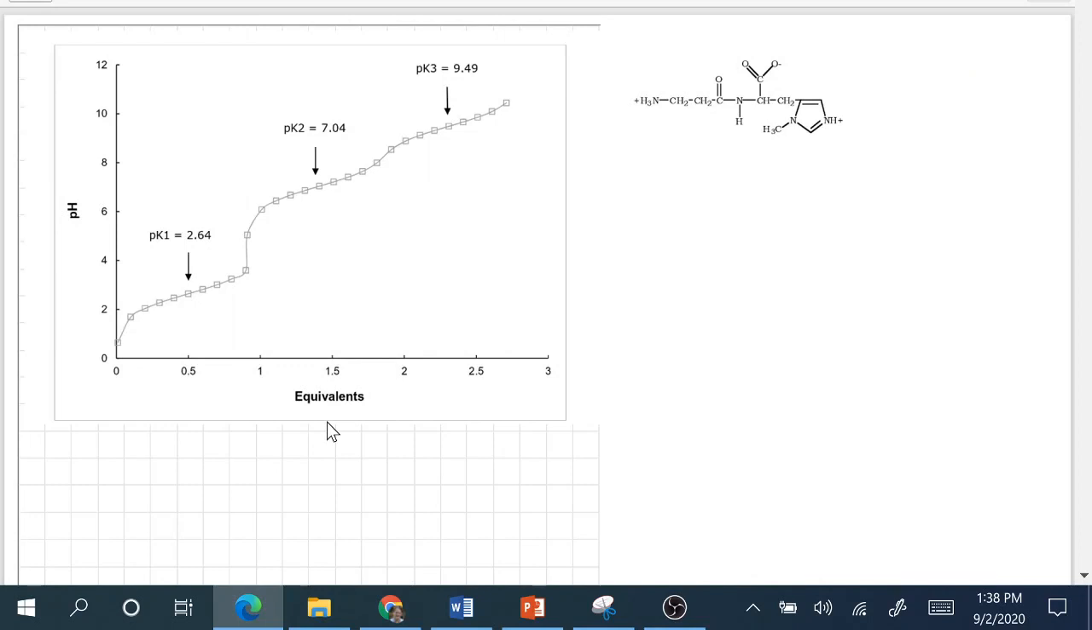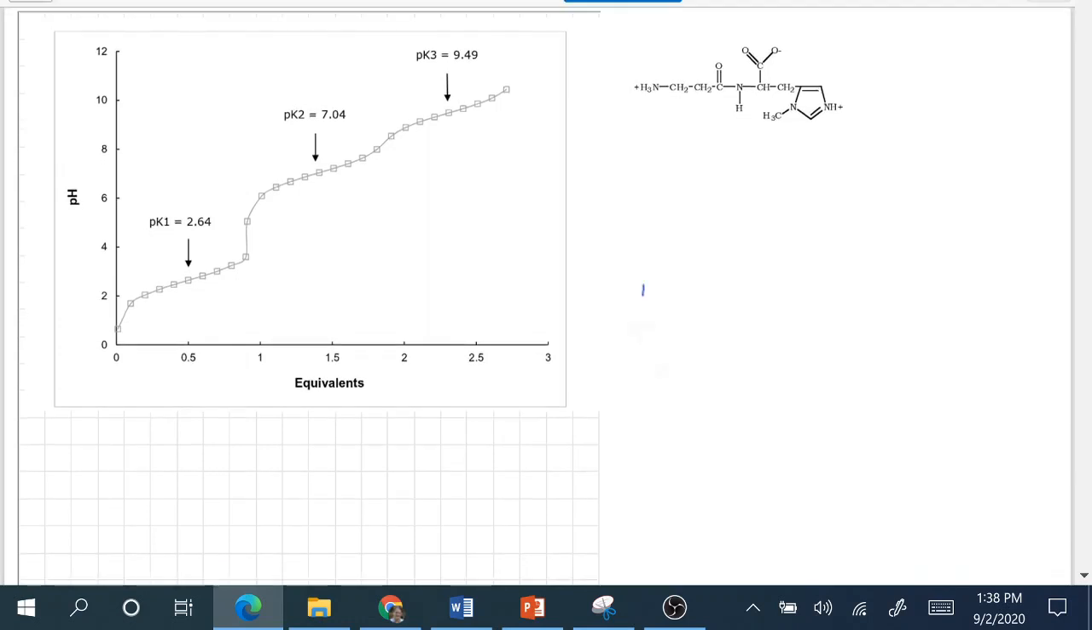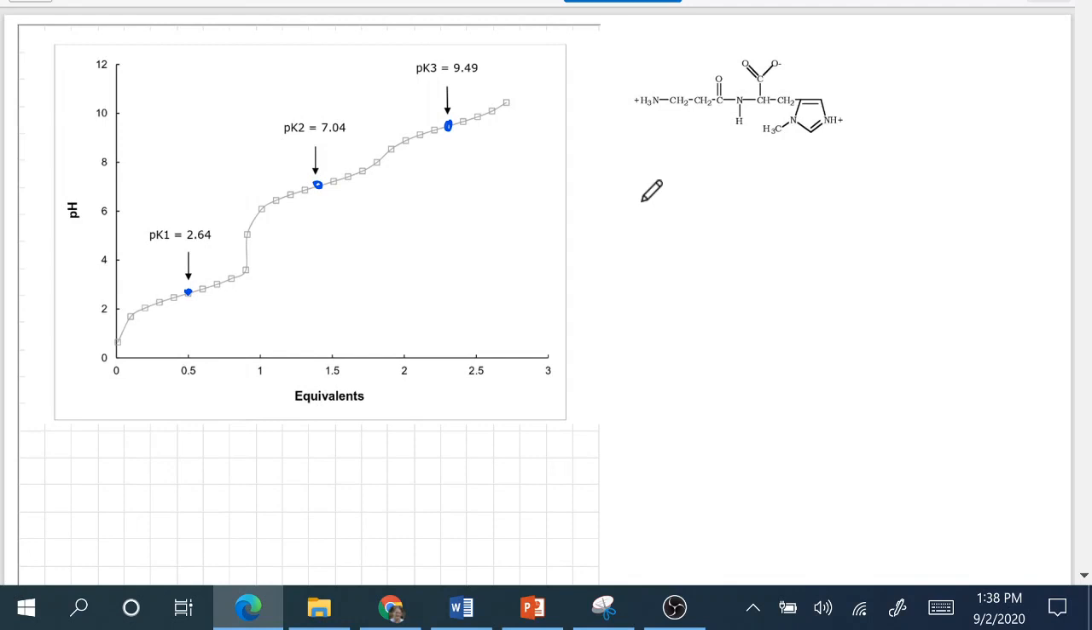So I've pulled up a titration curve for anserine, and you can see here that we have the 3 pKa's shown. We have pKa1 at 2.64, pKa2 at 7.04 and pKa3 at 9.49. And you just have to look those numbers up. So those are our 3 pKa's. So let's see what those 3 pKa's mean.